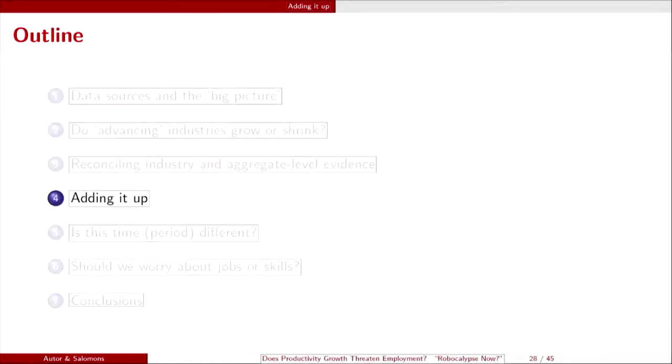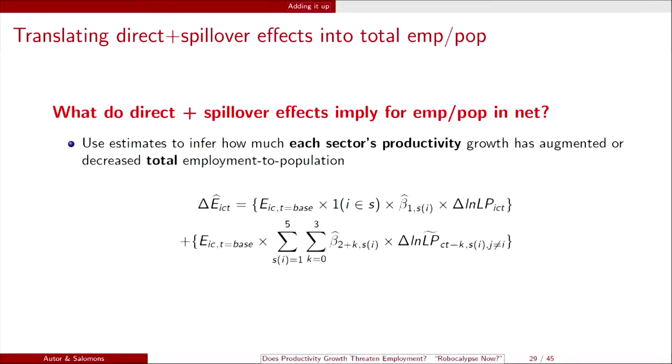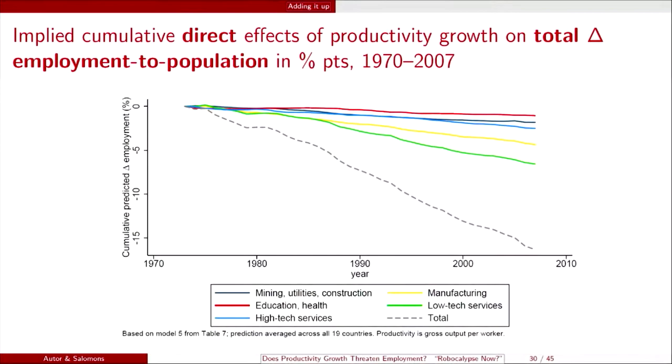We just take those coefficients, look at the cumulative productivity change in each of these sectors, the implied direct effects, the implied spillover effects, and ask, what do they imply for employment to population in net? Well, if you look at the direct effect, the Baumol effect, we see that productivity growth has reduced employment per population, or notionally, in every sector, most strongly in low-tech services and in manufacturing. In manufacturing, because there's been so much productivity growth, in low-tech services, because demand is so inelastic, so that there's a strong employment response.